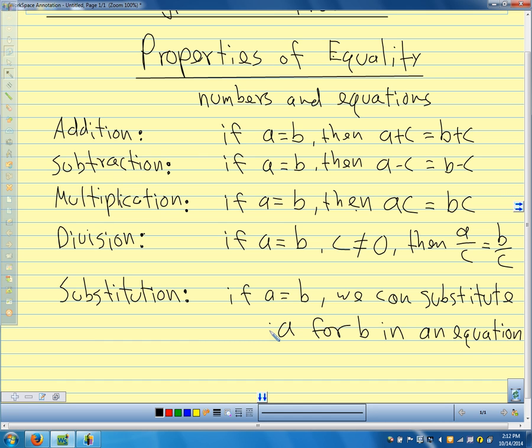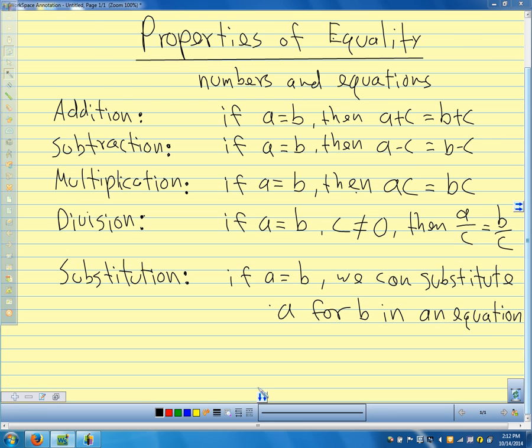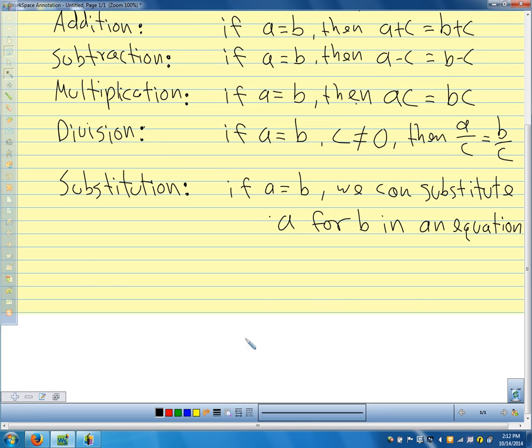We also have a couple of properties that let us rewrite equations and rearrange a little bit. The reflexive property says any number equals itself. A equals A.